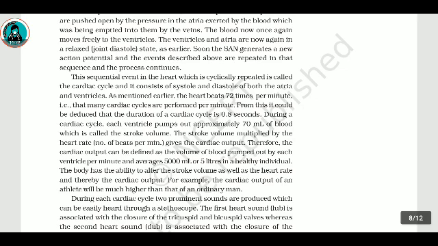From this could be deduced that the duration of a cardiac cycle is 0.8 seconds. During a cardiac cycle, each ventricle pumps out approximately 70 milliliter of blood, which is called the stroke volume. The stroke volume multiplied by the heart rate, number of beats per minute, gives the cardiac output. Therefore, the cardiac output can be defined.